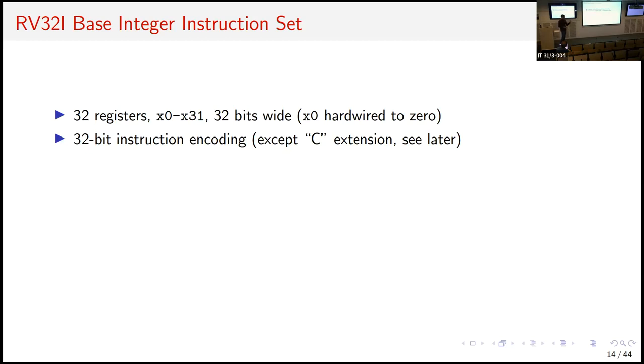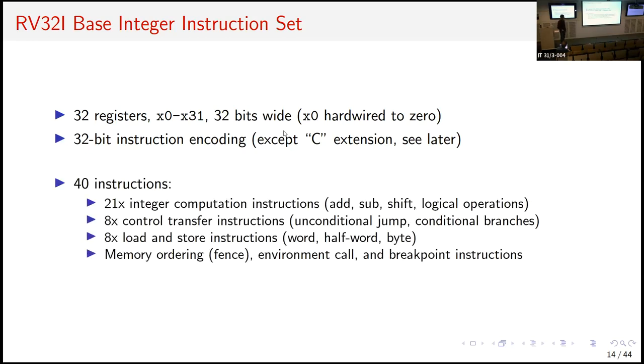Except for the C extensions, we will come back to that later. And as I said, there are 40 instructions in this. So you have 21 integer instructions for computation, so addition, subtraction between registers, and also of small immediate values. You have shifts, left, right, arithmetic, logical. You have logical operations and, or, XOR between registers. You have, of course, jumps and conditional branches.